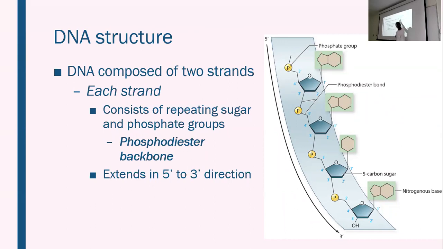So this phosphodiester backbone is formed, again, from 5' to 3', from the 5 carbon to the 3 carbon. It's the reading direction of DNA, right? So each of the strands is composed of this phosphodiester backbone. So we can have 2 separate strands.